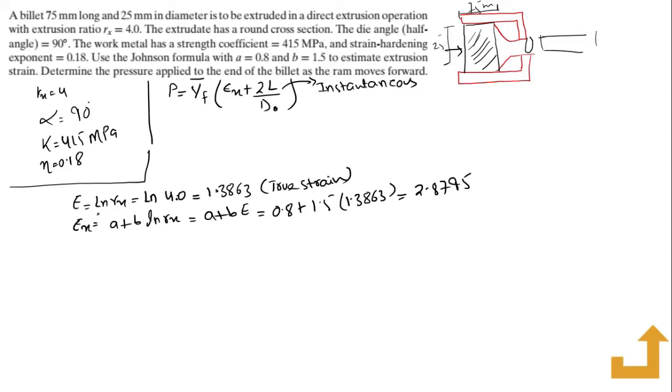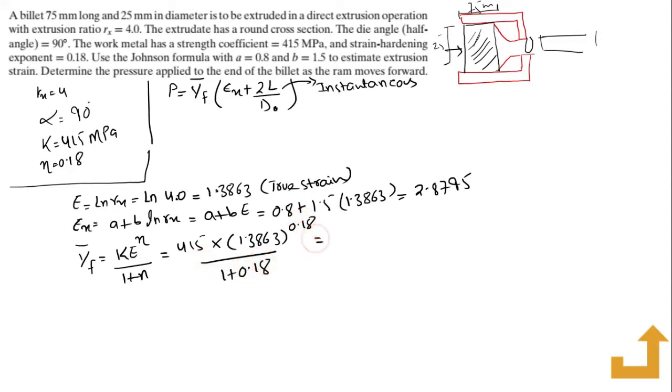So as we know, now we have the extrusion strain, we have to find out the flow stress, and we have discussed that the flow stress will be based on the true strain. So the flow stress here would be equals to, as it's the average flow stress, flow curve K into true strain experience strain hardening n divided by 1 plus strain hardening n. So we have K equals to 415 into the true strain 1.3863 exponent the strain hardening exponent, and that is equal to 0.18, divided by 1 plus 0.18. So if you solve this one, it would be equals to 373 megapascals. This is the value of the flow stress.